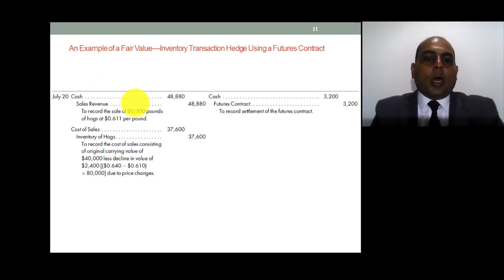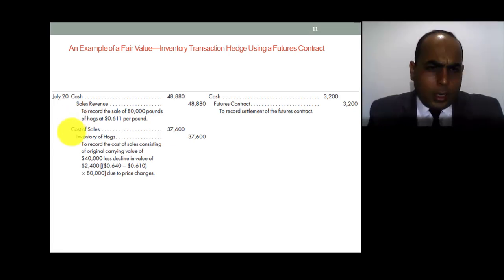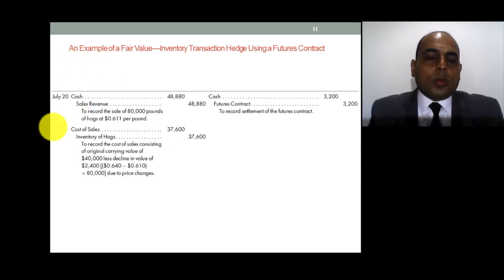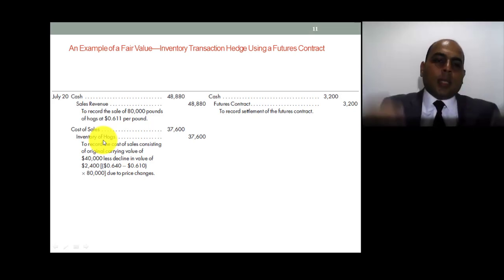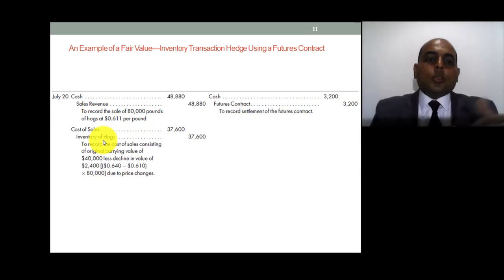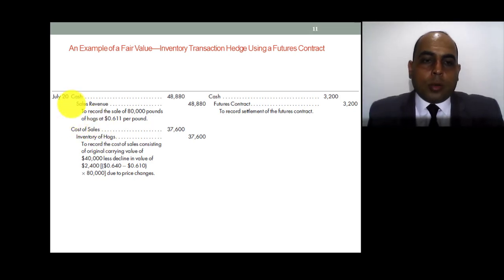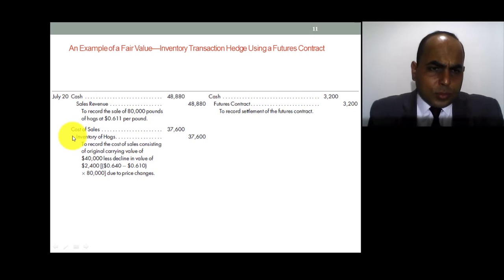On the other hand, you have to record the entry of inventory as we use a perpetual inventory system. Here, cost of goods sold will be debited, inventory will be credited because inventory is an asset and the asset is declined because we sold it. So it will be credited by the amount of cost, and the amount of inventory will be allocated to the amount of cost of goods sold.